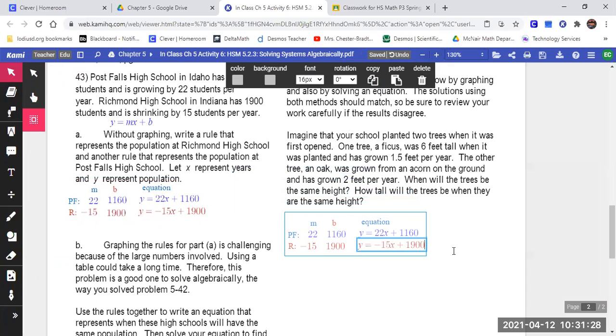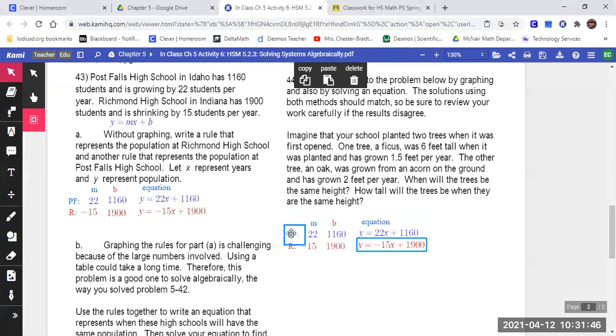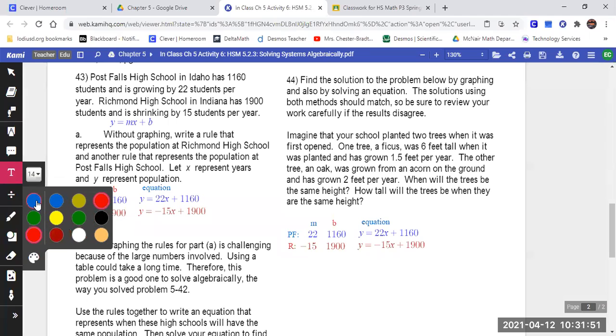Okay, so we got to look at what our situations are. What are the situations? What information they tell us? So imagine your school planted 2 trees when it first opened. One of ficus, the other an oak. So we have our, one of these is F for ficus, right?